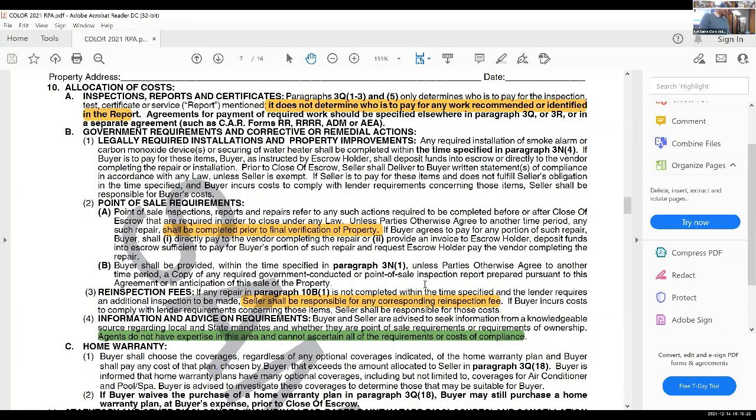It also stipulates that it does not determine who is to pay for any work recommended or identified in the report. So, yeah, we know what has to happen with the transfer of any property. We need to have smoke detectors and carbon monoxide detectors, right? And any water heaters need to be strapped and anchored. These are musts. Property cannot be transferred without these components. But who pays for those is not absolute, right? Typically, the seller is going to handle this, but it's not absolute. And we can't have the buyer at buyer expense take care of those issues. We just can't transfer the property without those issues being handled.